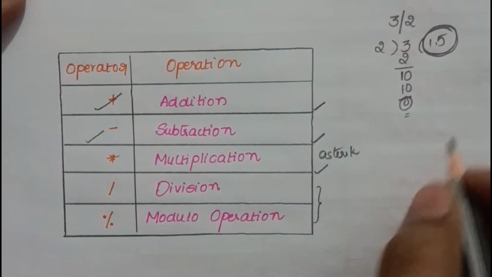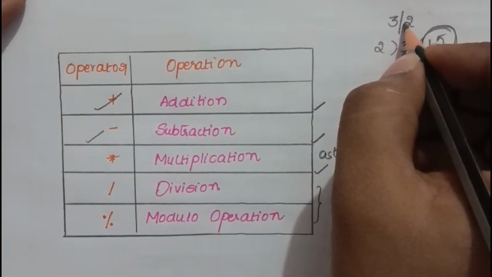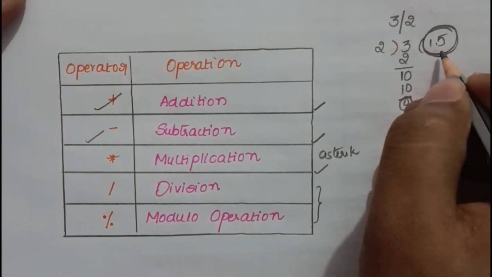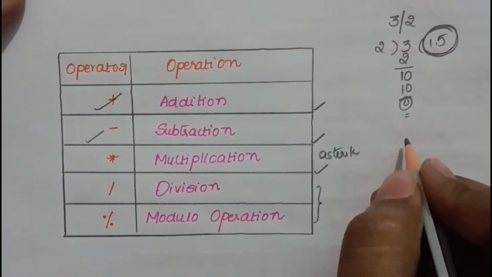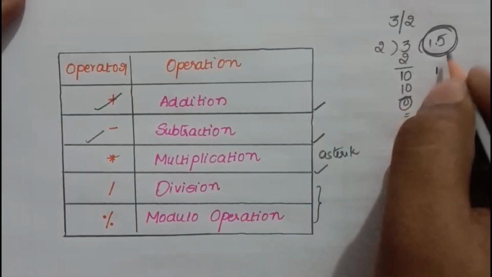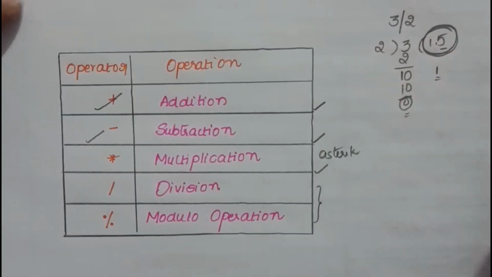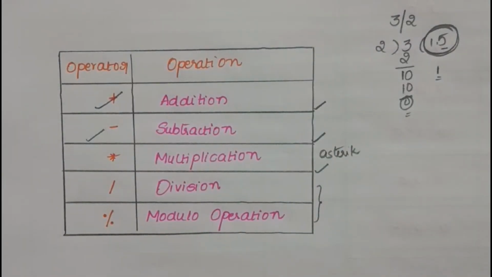But here both 3 and 2 are integers. So the final result will also be an integer. It's not 1.5 which we get as output. We get 1. The whole part, not the decimal part, the whole part of the quotient. How do we get only the whole part of the quotient?